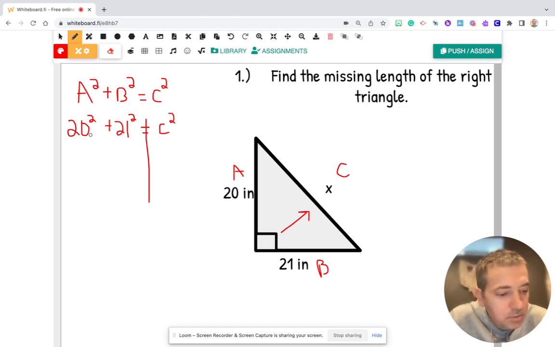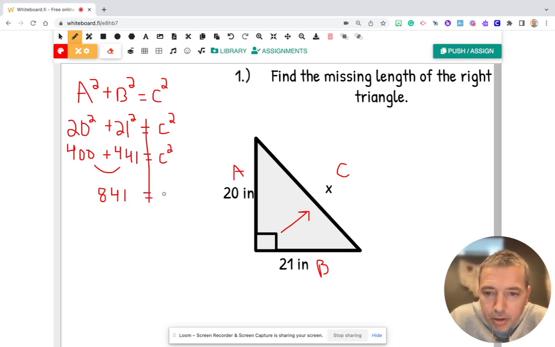I can do 20 times 20, which is 400, right? I can do 21 squared, which means 21 times 21, which is 441. And you'll notice those two are next to each other over there, right? There's a plus sign between them, so I can just go ahead and add them. 400 plus 441 is 841.